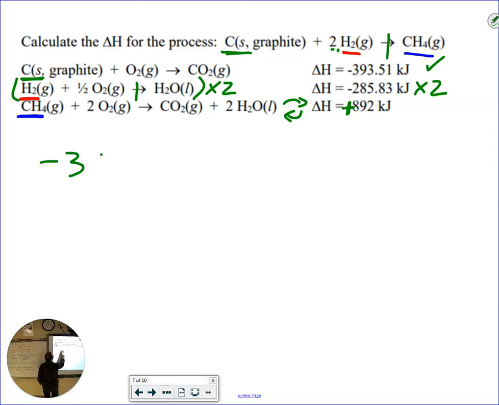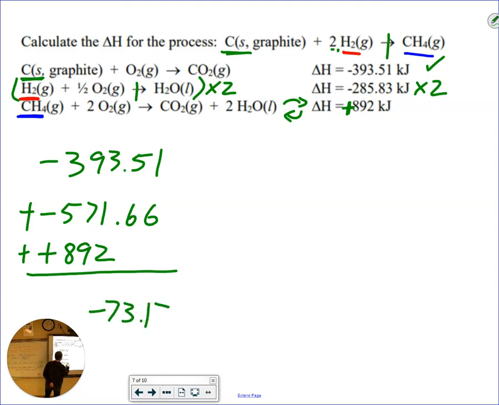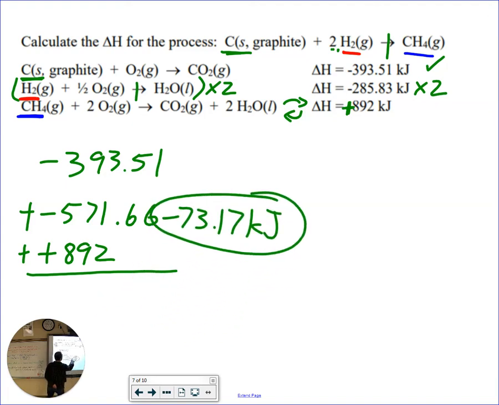Let's do negative 393.51 plus, somebody crunch this for me. What's negative 285.83 times 2? 571.66. Yes. You all agree? Yes. Okay. And then plus a positive 892.36. Negative 73.17 kilojoules. Okay, that should be our answer.